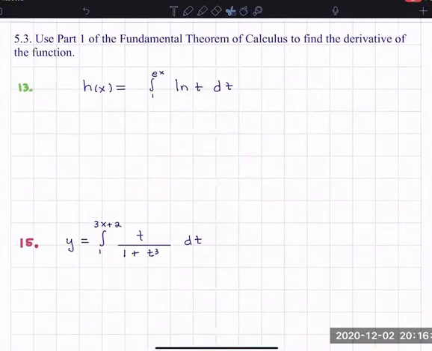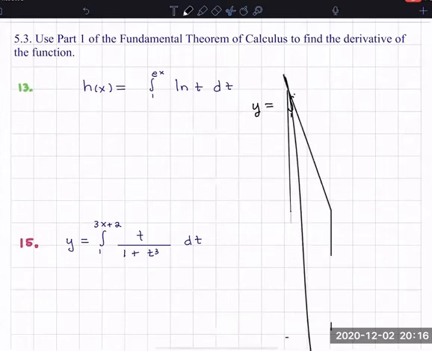Okay, we're going to use part one of the fundamental theorem of calculus to find the derivative of the function. Now, I'm going to do an explanation which is longer than what you would do if you're doing the problem on a test. I'm going to write this as y equals the integral from 1 to u.